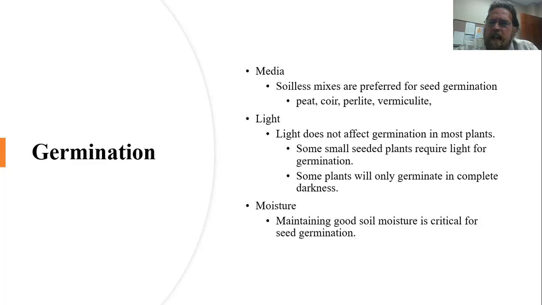In most cases, light isn't really a concern for germination in most plants. There are some small seeded plants that do require light in order to germinate. They use the light as a signal that it's time to start growing. And there are a very few plants, Vinca minor comes to mind, where those plants will only germinate if they are maintained in complete darkness.